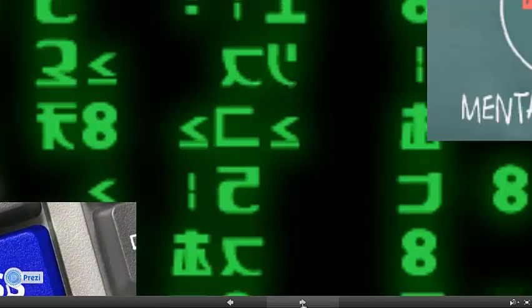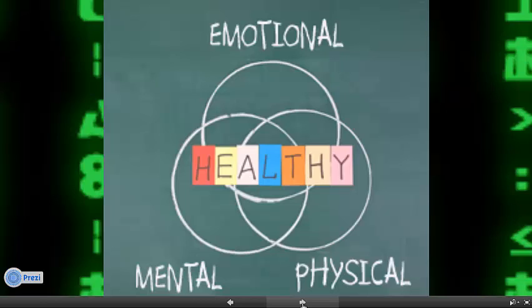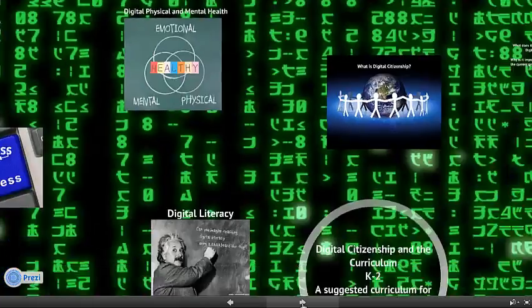So if we move to the next one, which is the idea of digital physical and mental health. So we need to talk to children about the fact that technology does have a physical element to it, has a mental element to it, and it could potentially have an emotional element to it. And we need to make children aware of these elements in order to create effective digital citizens.